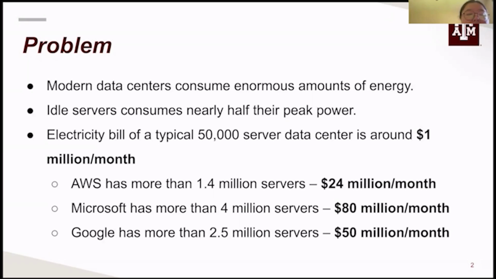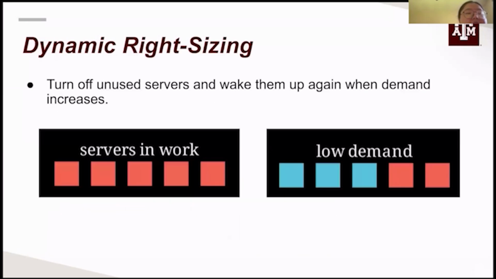Therefore, to build an eco-friendly system and also save some extra expenses on the data centers, the authors of this work proposed the solution called dynamic right sizing. The idea is relatively straightforward. Basically, we just turn off all the unused servers when we are in a low demand time. And when there are more requests coming in, we just wake them up again and process all of them.